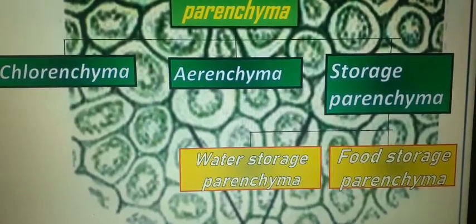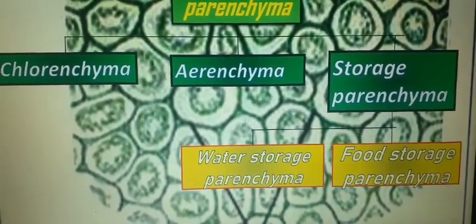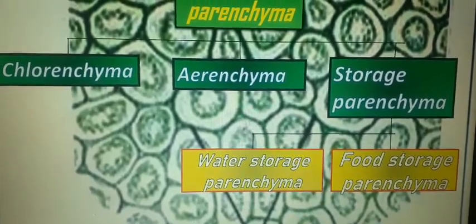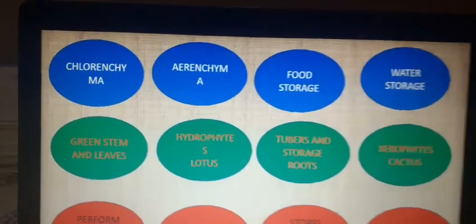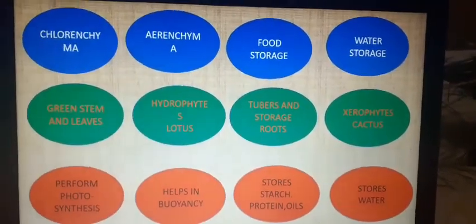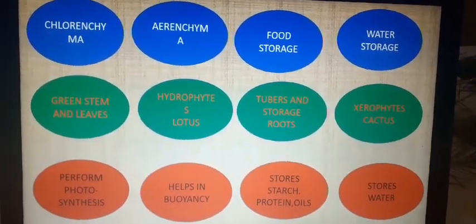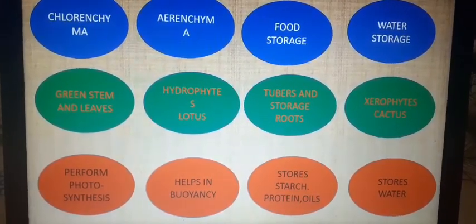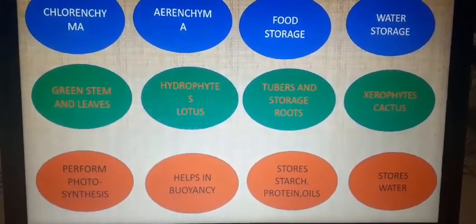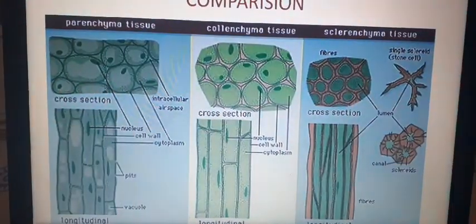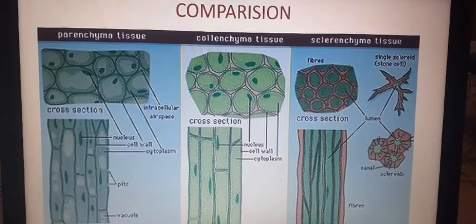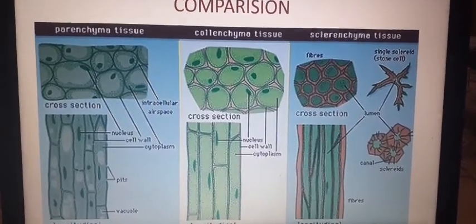So water storage, very prominent in the desert plants. Food storage, those are modified roots and stems which store food in the form of starch. Then see, these are the four main categories of parenchyma, children. So here it displays the location and their function. Okay. Then coming to the three types of simple tissues, parenchyma, collenchyma and sclerenchyma.